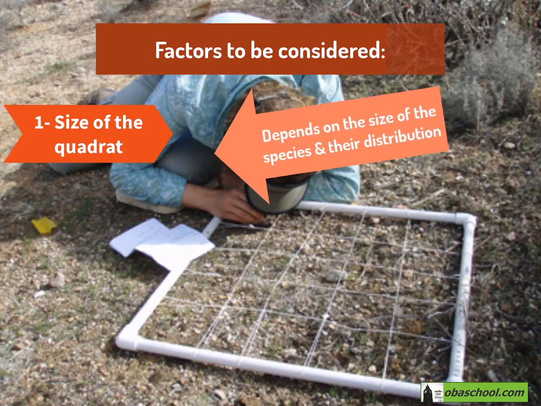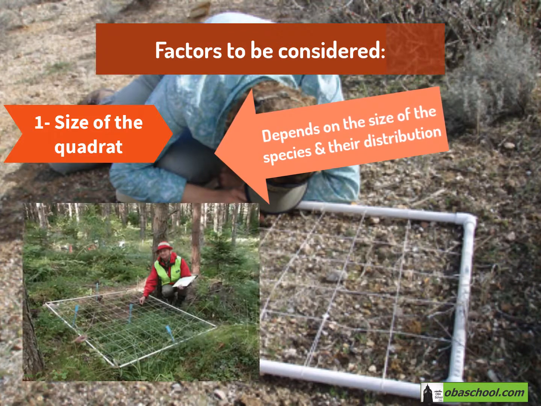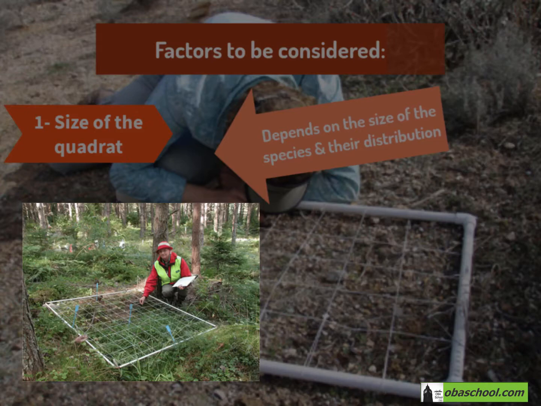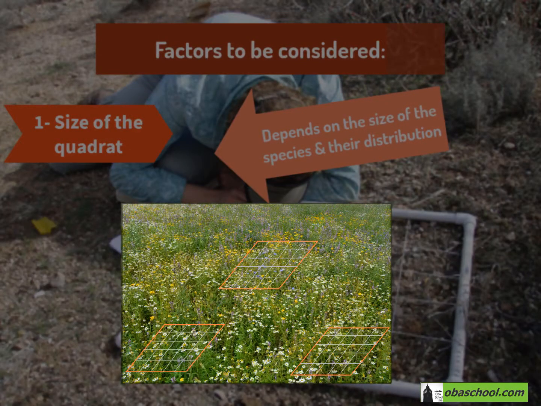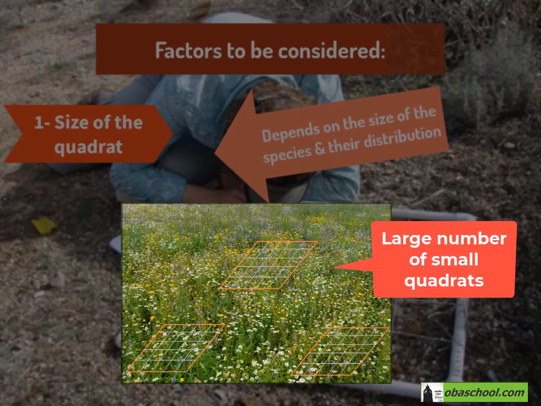Well, this will depend on the size of the plants or animals being counted and how they are distributed within the area. For example, larger species require larger quadrats. And where a population of a species is not evenly distributed throughout the area, a large number of small quadrats will give more representative results than a smaller number of larger ones.